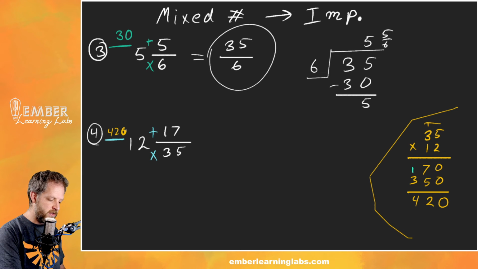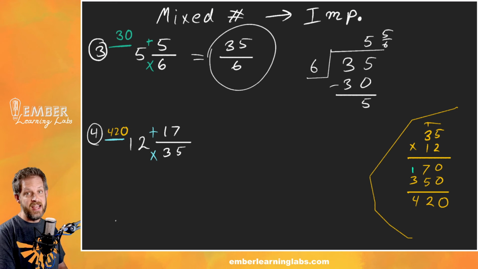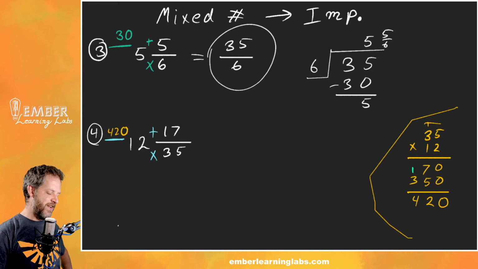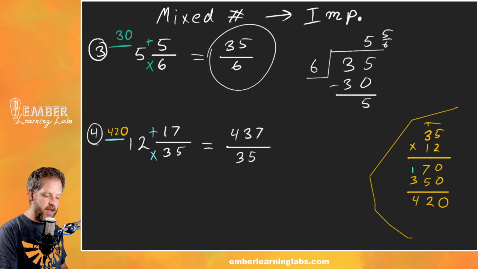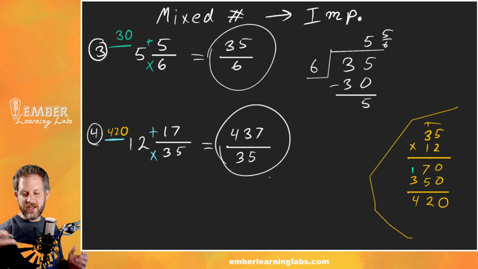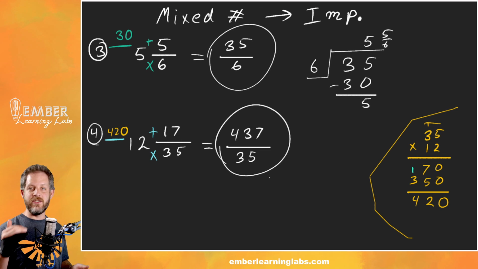Then, that kind of looks like a 6, doesn't it? Let me try again, use my handy dandy eraser, or in my case, the undo button, and fix that. So 420 plus 17 is, in fact, 437. Therefore, 12 and 17/35ths is 437/35ths. That is converting between mixed numbers and improper fractions and improper fractions to mixed numbers.